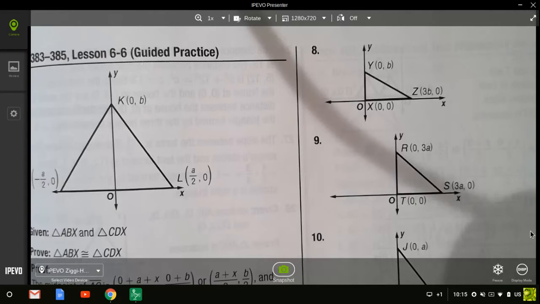Did you learn HL or no? That's another thing. No, not yet. Not until much later. So then you just prove it over here. Okay. Midpoint. A plus X. Yes, this is very good.